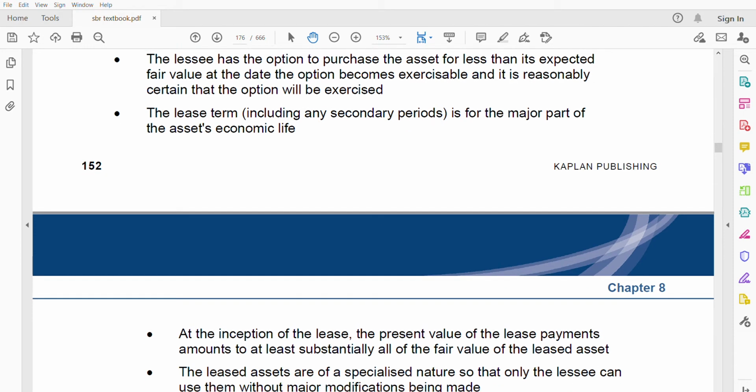But if the asset's economic life is 10 years, but it was only leased for 2 years, then that's not a finance lease. The major part has to be under the lease term. Only then can it be called a finance lease.